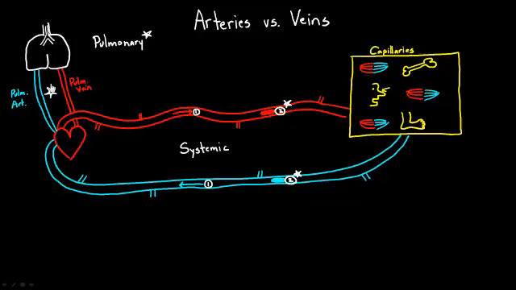So clearly that's the reverse of what I just said. But that is one exception to the general rule, which is that arteries definitely look red and veins generally look blue. Okay, so those are two points of difference between the arteries and veins.